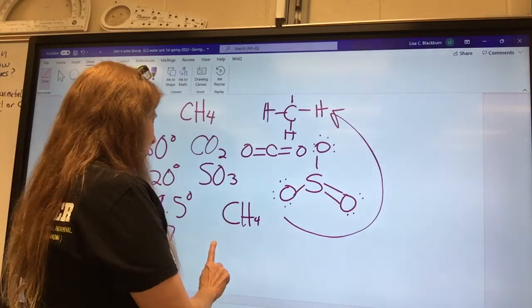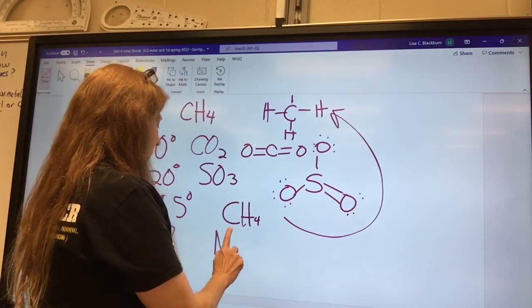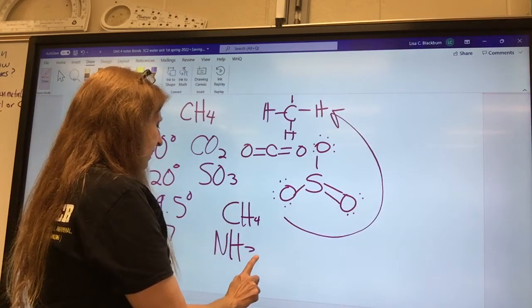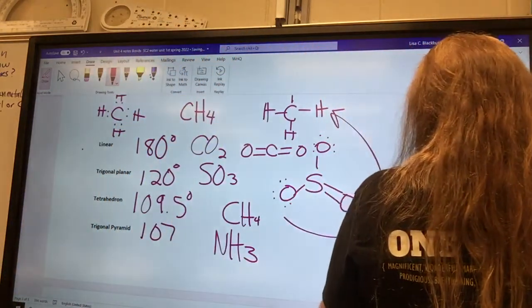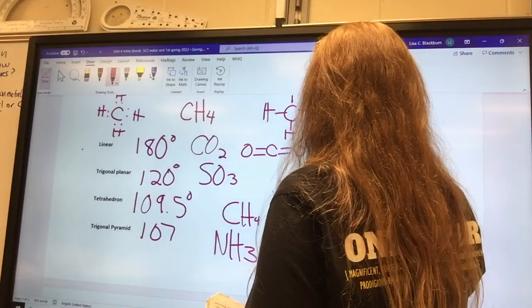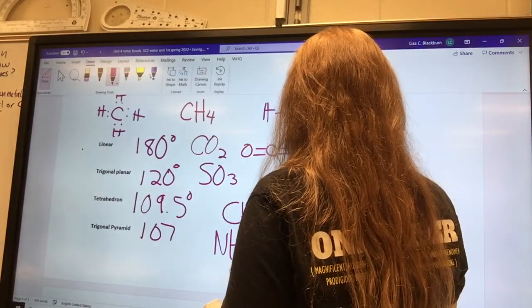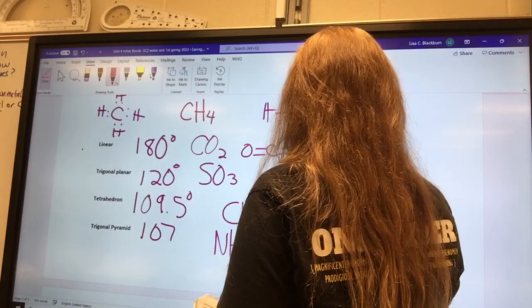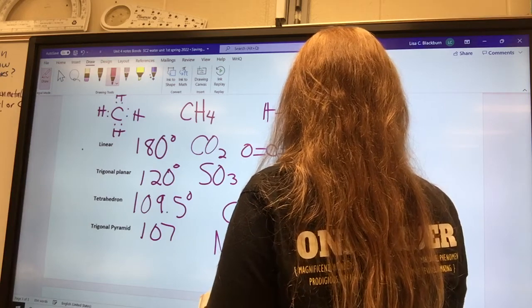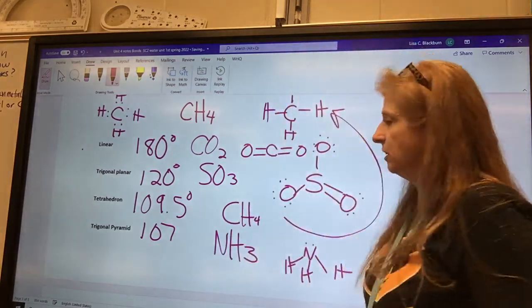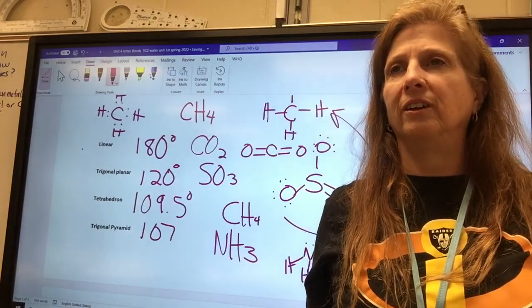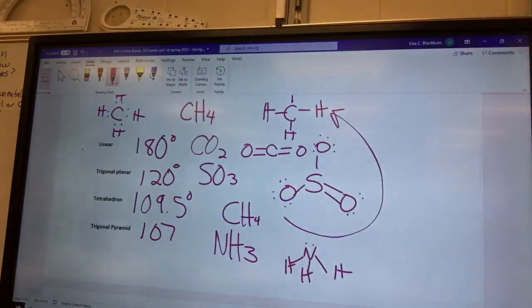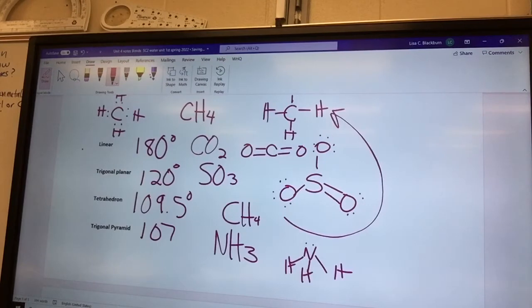And our example is ammonia, NH3. And so how it would look is dot, dot, N, H, H, H. Trigonal pyramid. Don't you feel smart learning all these big new words? It's fun. Okay, let's see if you can. All right.